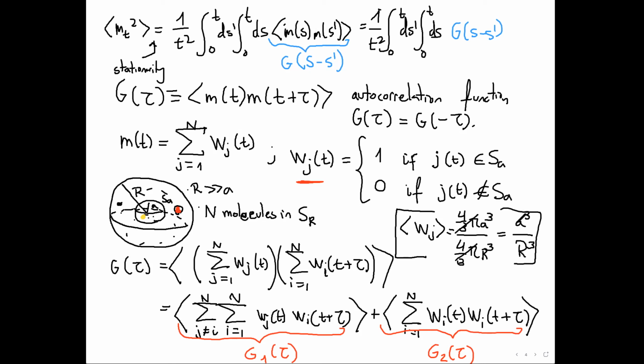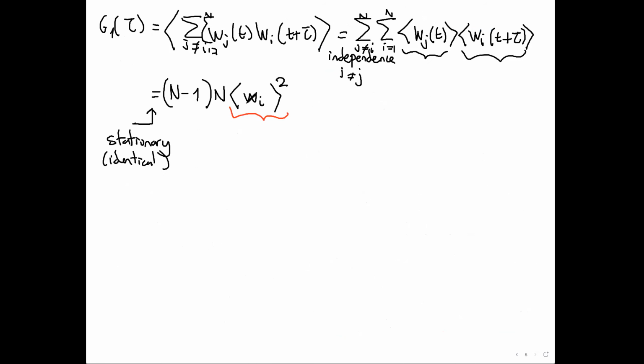If A equals R, this will be 1. It makes sense. All the molecules will be inside the volume where they are confined. So it makes sense. All right. So Wj average is a cube divided by r cube. So we know this.